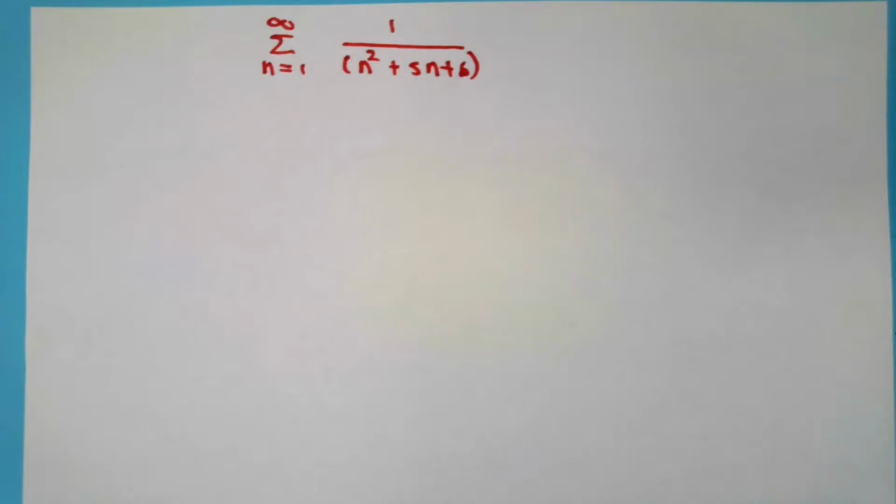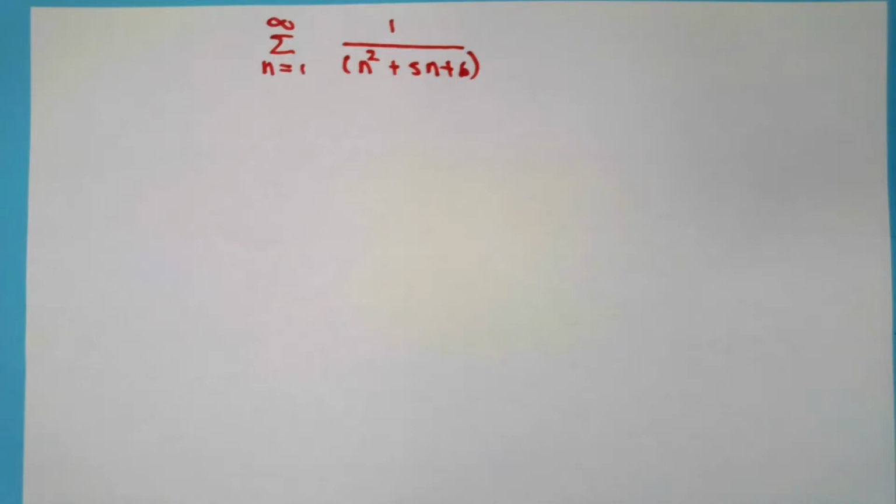So firstly, I want to think about the following infinite series. Since the terms are all positive and less than 1 over n squared, the direct comparison test tells me that this series converges, but doesn't tell me what it converges to.